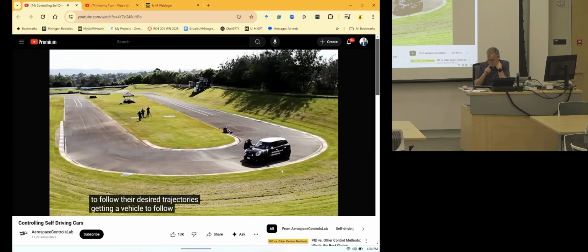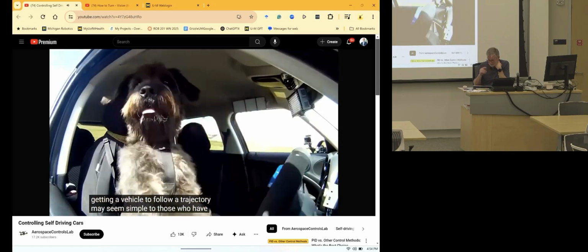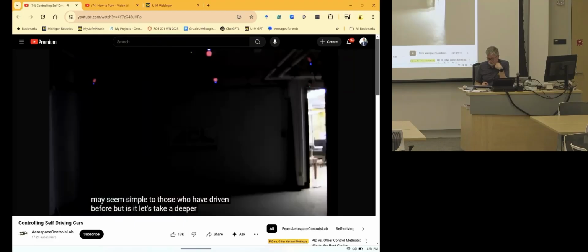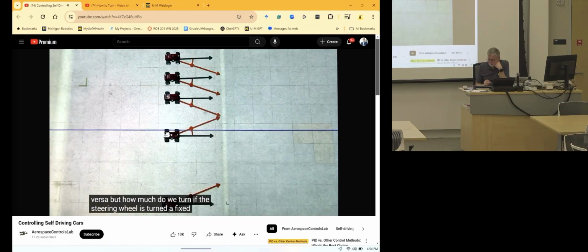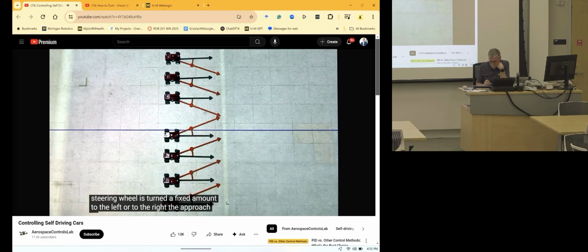Getting a vehicle to follow a trajectory may seem simple to those who have driven before, but is it? Let's take a deeper look at driving in a lab setting. If we want to follow a line, but we are too far to the left, we turn to the right, and vice versa. But how much do we turn? If the steering wheel is turned a fixed amount to the left or to the right, the approach is called bang-bang. But is it?